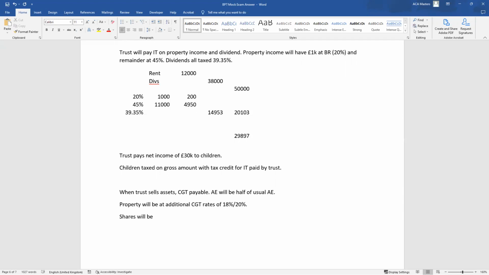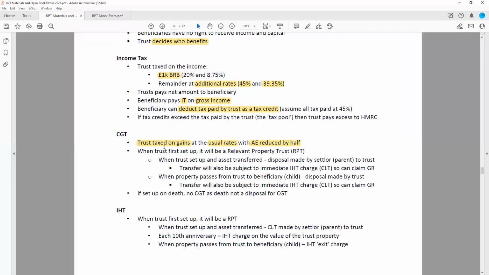Shares will be at 10% and 20% additional rates, of course, for property. So when the trust sells the property, they'll be taxed on their gains like usual. Obviously, if it just sells an asset, there's going to be no IHT there.